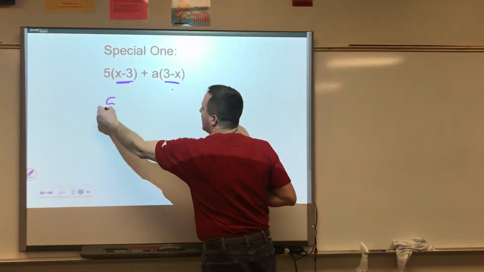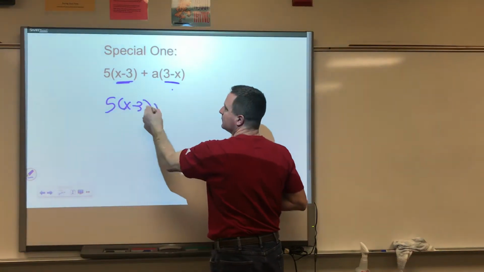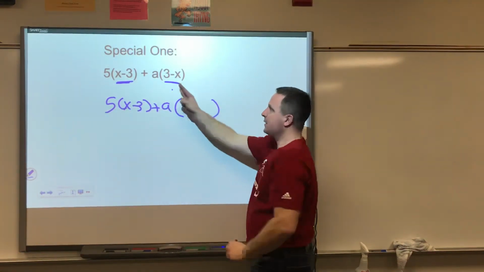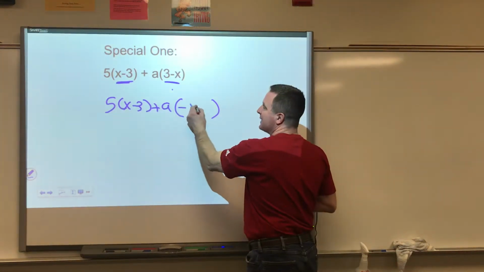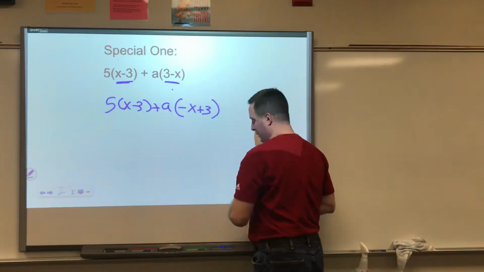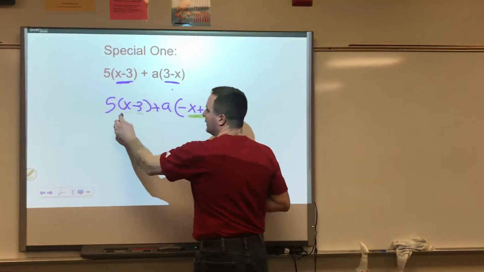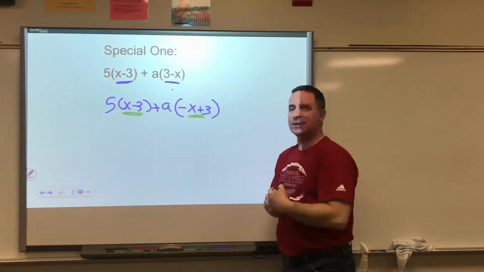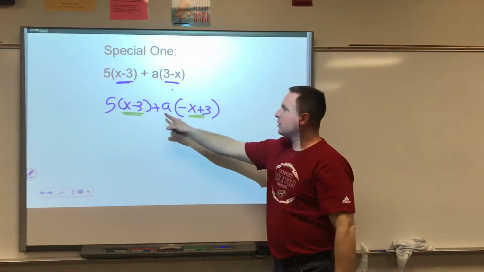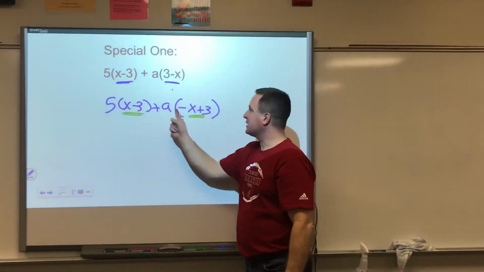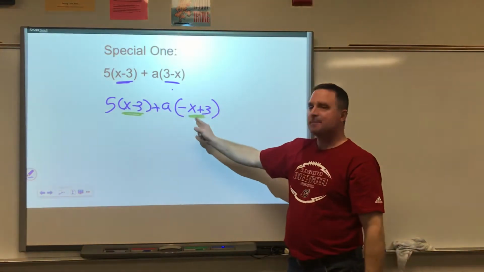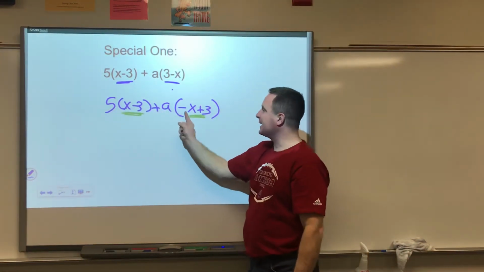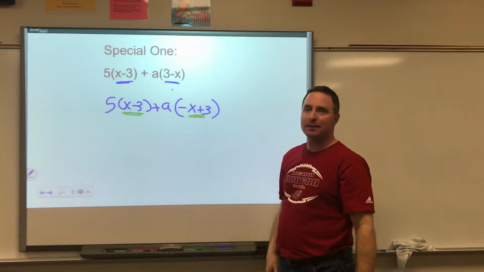Well, what if I left this one the same? And in the second one, what if I switched the order and I put the x first? It would be a negative x plus 3. Now it's looking closer to that. And this is kind of a big thing here. It's looking closer to that, but the x is first, the 3 is second, but the signs are different. This is a positive x and a negative 3, and that's a negative x and a positive 3.